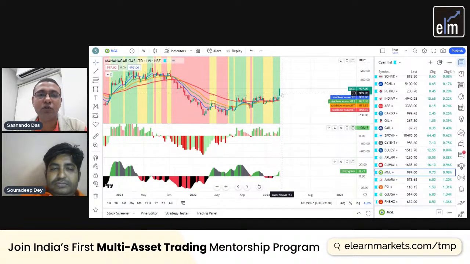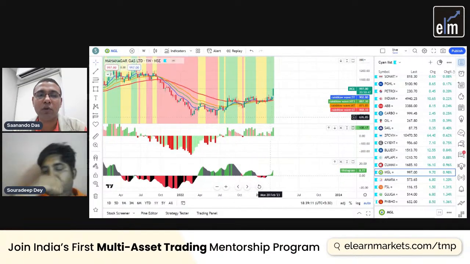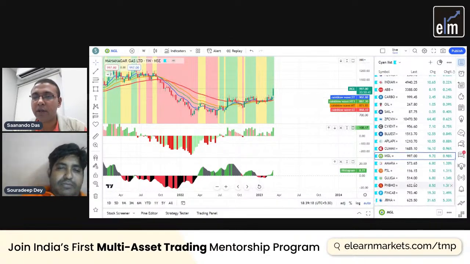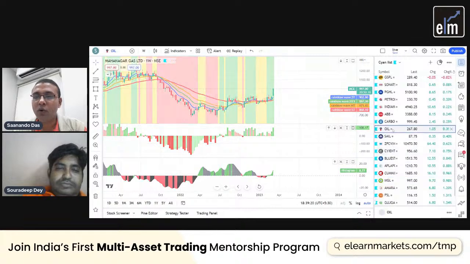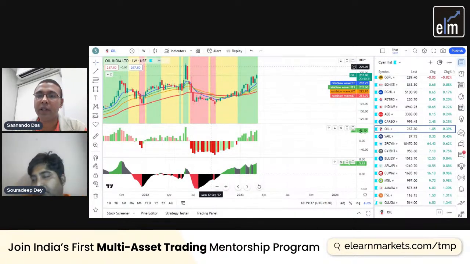This is also MGL. MGL is getting stronger, so this can be a good ride up to almost 1200. This looks like a quite strong move. It has broken above this range, 926. You can have a look at it. Oil India is another one getting stronger. Broadly, this is a break. If it closes above this on a weekly basis, by Friday 3 o'clock you'll know whether it's closing above or not. This is a good one to hold at least till this high towards the 300 area.